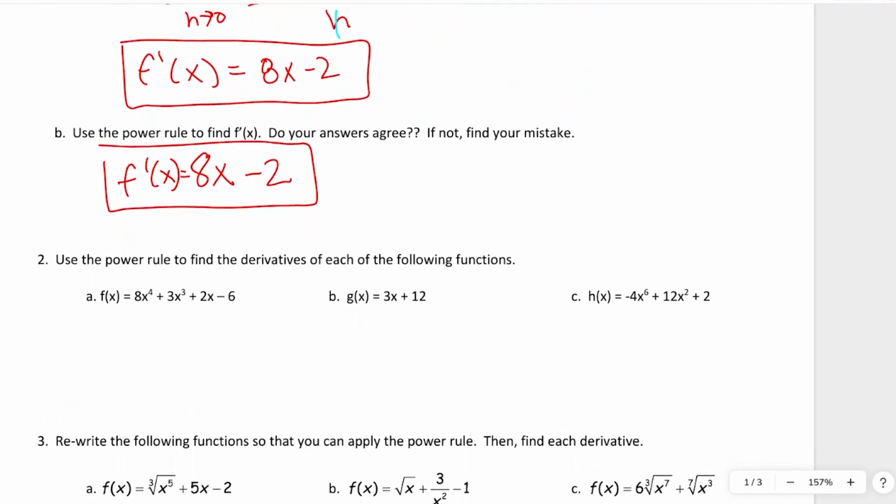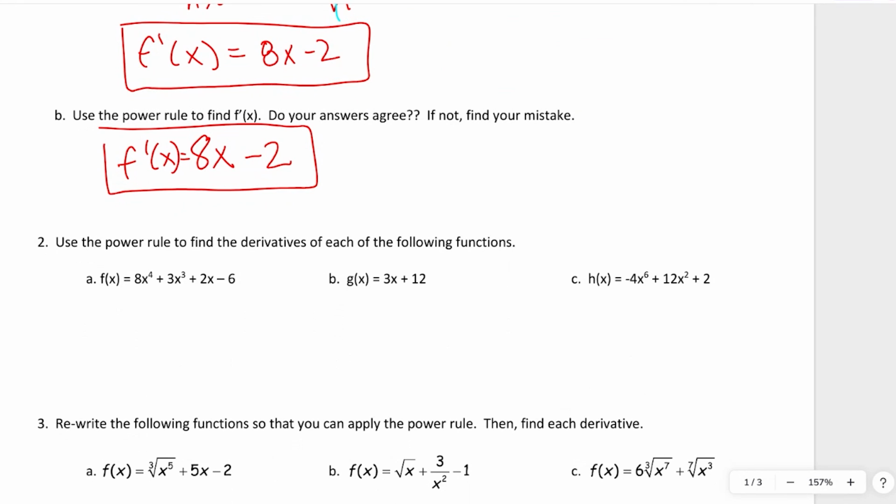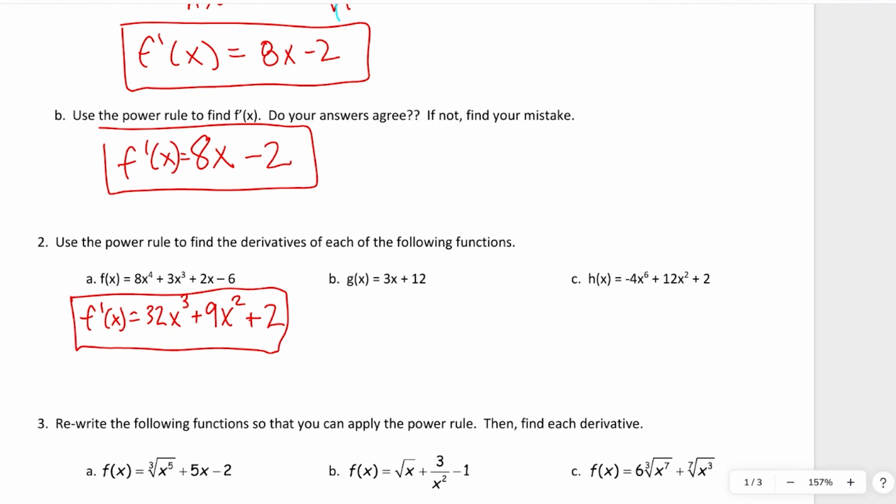All right, so here we're just going to run through some very straightforward power rule problems. We got 4 times 8, which is, what would that be, 32x cubed plus 9x squared plus 2. Yeah, just wanted to double check, make sure I didn't miss any terms there.